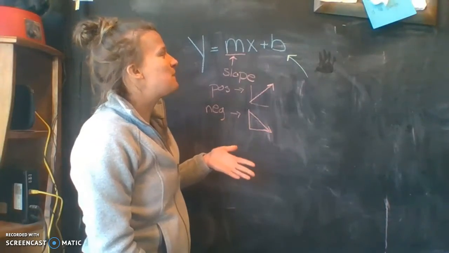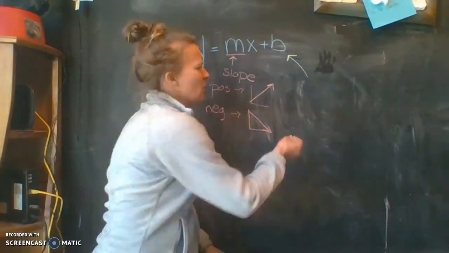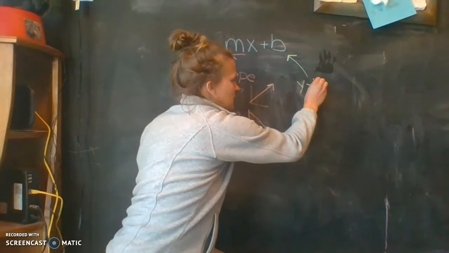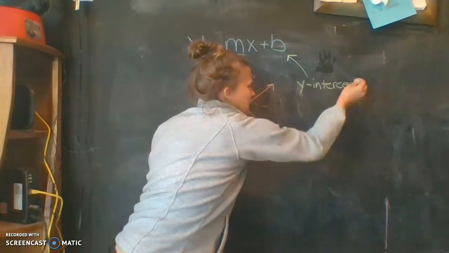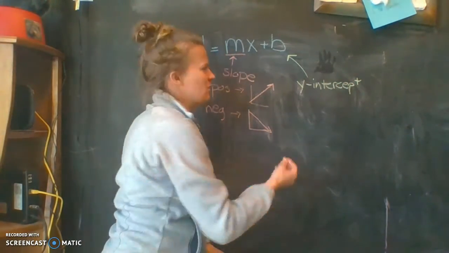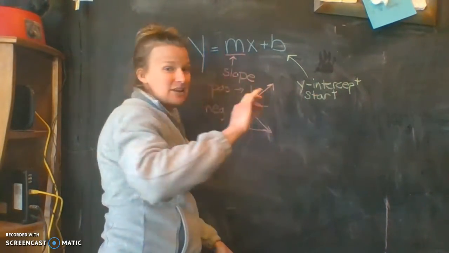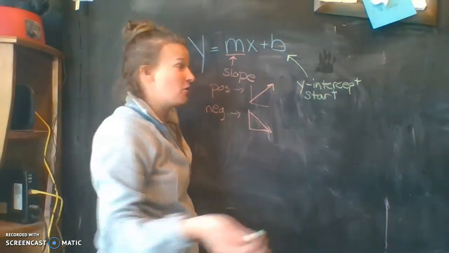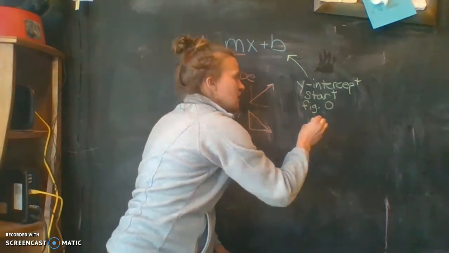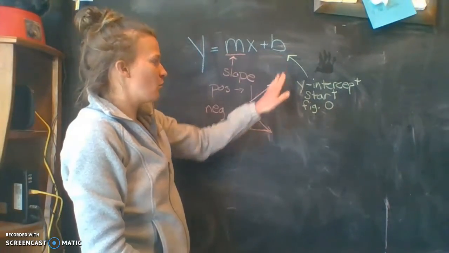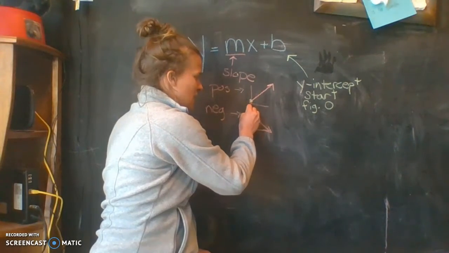Okay, but anyway, the b, that's the starting point, okay? The technical term for that we call the y-intercept. But when we talk about it, we typically call it the start. Way back at the beginning of the year, we also called this figure 0, when we were doing the tile patterns. Okay, so this is where your graph or your line hits the y-axis.